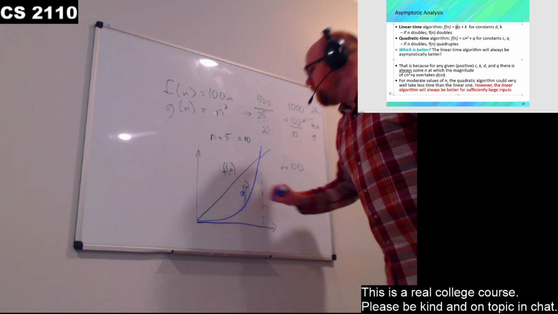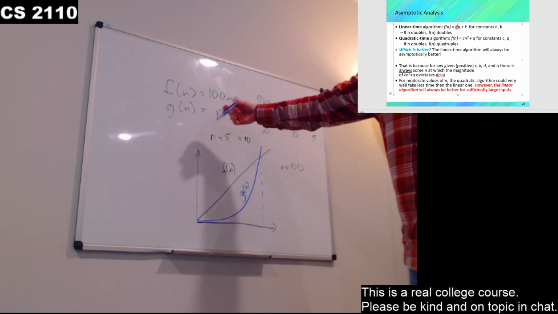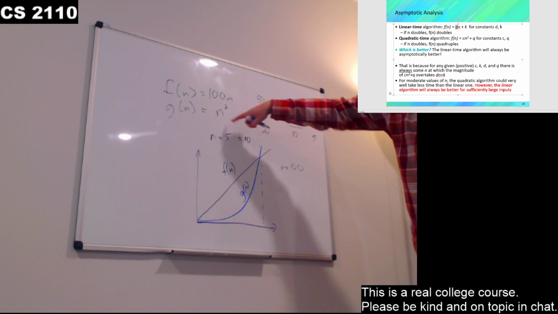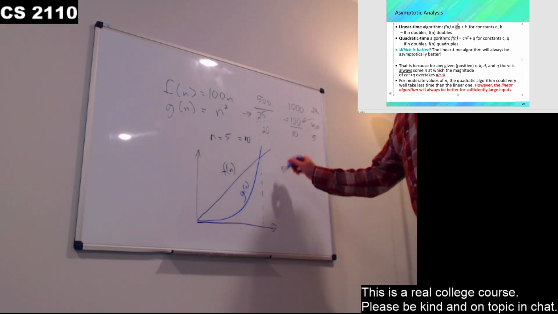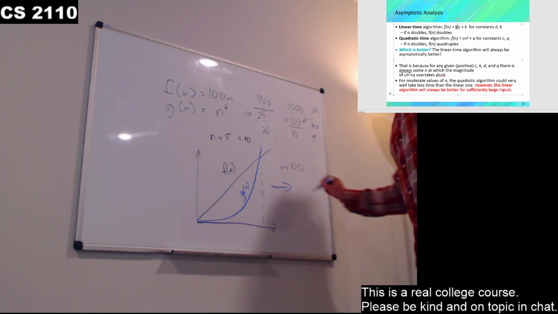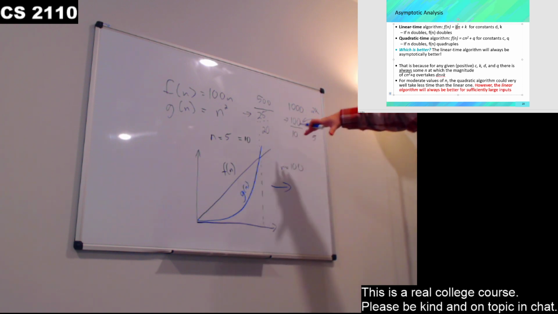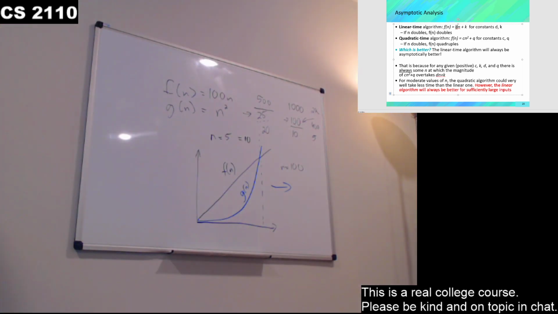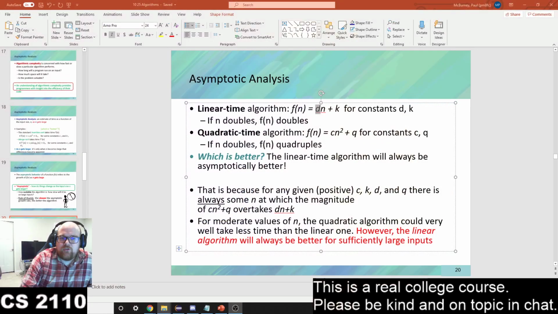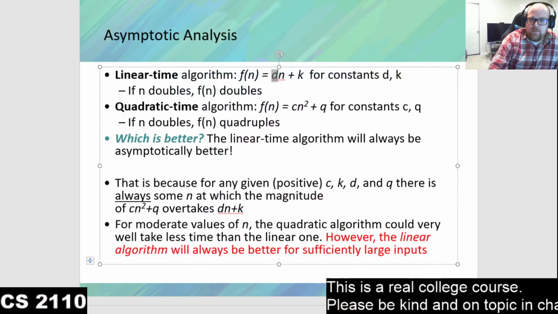So even though we may think for small values of n that this algorithm is better, we're actually not that interested in that. What we're interested in is, as n gets bigger, which function is better. So in this case, even though g of n is better from 0 to 100, we don't actually care. What we care about is which is better as n gets bigger and bigger and bigger.